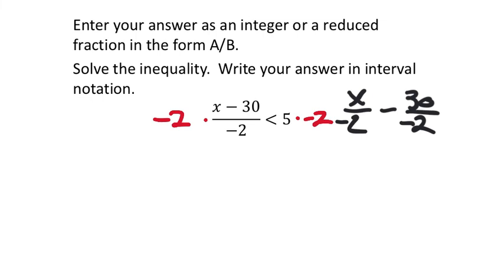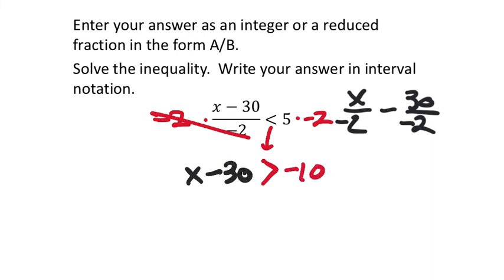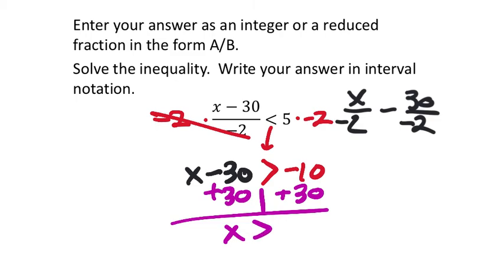And since I did, this is the principle of equality with multiplication or division. With the negative, to make this a phantom 1, it flips the inequality right there. So you got to be careful on these, okay? So now I get x minus 30 is now greater than negative 10. Then I add 30 to both sides. That solves it pretty quick, right? So plus 30, x now is greater than 20.